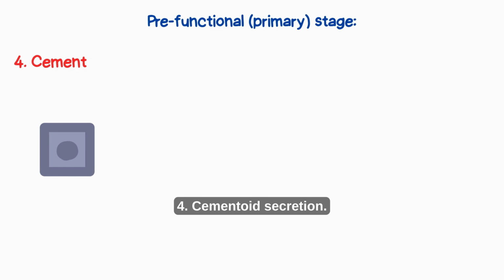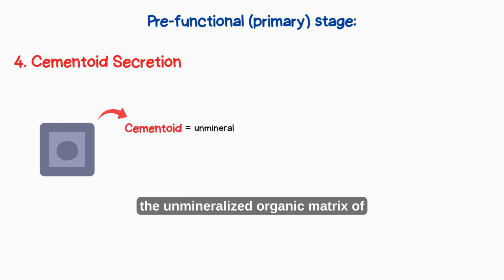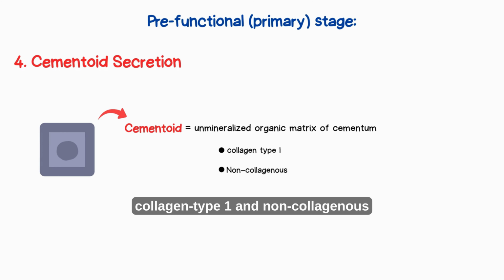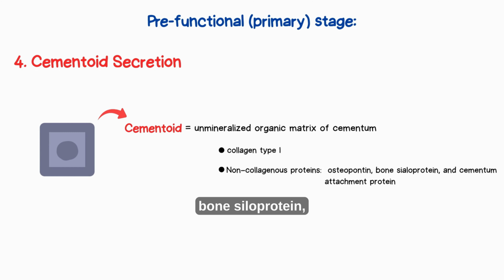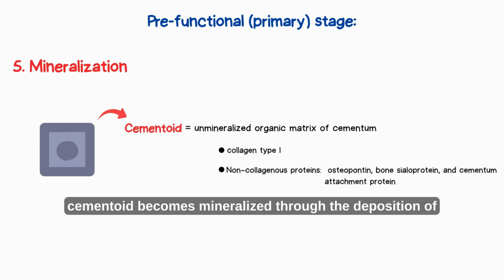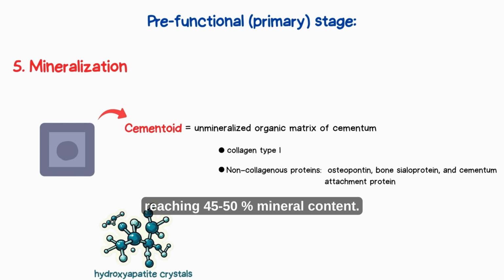4. Cementoid secretion. Cementoblasts begin secreting cementoid, the unmineralized organic matrix of cementum. It's deposited in thin layers and contains collagen type 1 and non-collagenous proteins like osteopontin, bone sialoprotein, and cementum attachment protein. 5. Mineralization. Over time, cementoid becomes mineralized through the deposition of hydroxyapatite crystals, reaching 45 to 50% mineral content.